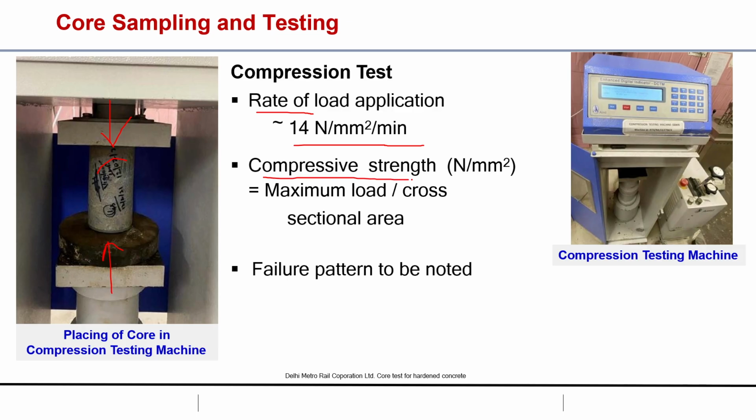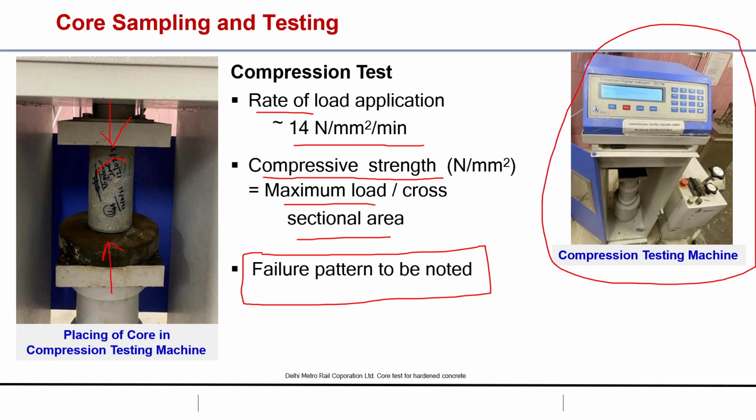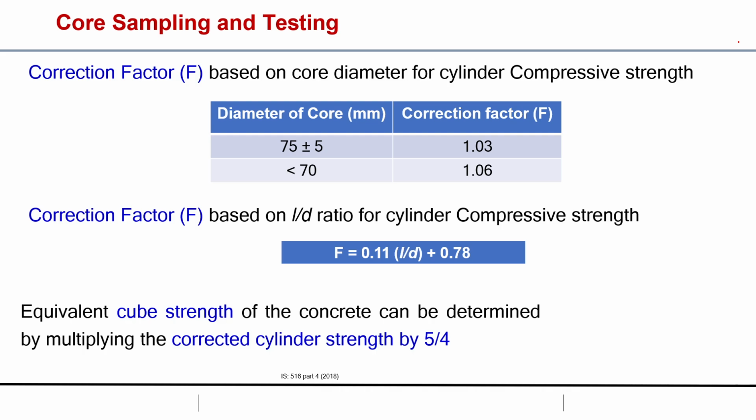The formula is simple. Compressive strength is the maximum load taken divided by the cross sectional area. And very important, you should note the failure pattern, because the IS code has given some guidelines related to the failure pattern, and in which case you have to consider this as a satisfactory failure mode, and in some cases, there are unsatisfactory failure modes. In that case, you need to revise the test. So that's why it is very important that you note the failure pattern. This is the compression testing machine. I think you all are familiar with this.